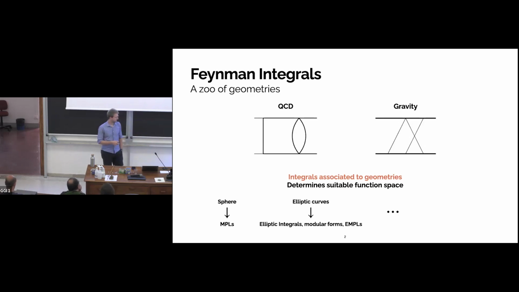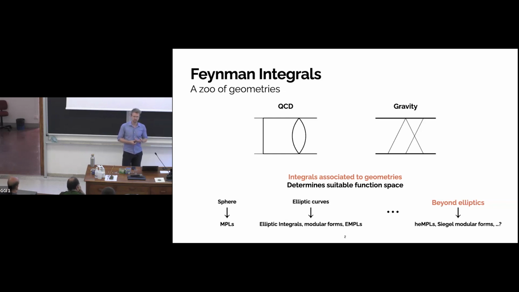And then for a while there has been the question of what comes beyond elliptics, and there are quite some things known now. Particularly, what has been studied quite extensively are integrals associated to Calabi-Yau geometries. These are the most natural objects that appear. But more recently, the interest has also shifted to integrals associated to higher genus curves. These function spaces are less explored, but for example, there are hyperelliptic MPLs.